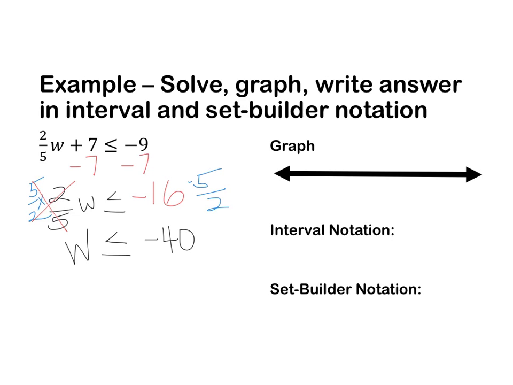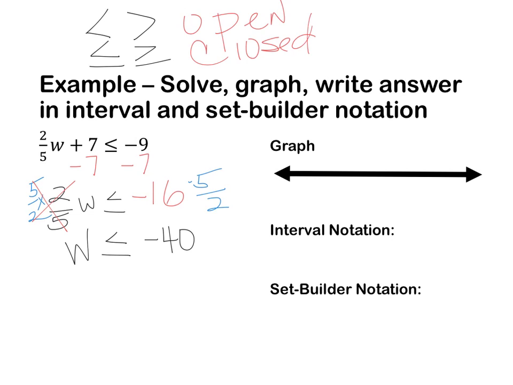Alright, now with the solution, we're going to add in the graphing, the interval notation, and the set builder notation. A couple things to remember. Whenever you have an inequality and you graph it on a number line, this is from Algebra 1, if you have less than or greater than, that is an open circle. If you have less than or equal to and greater than or equal to, it is a closed circle.